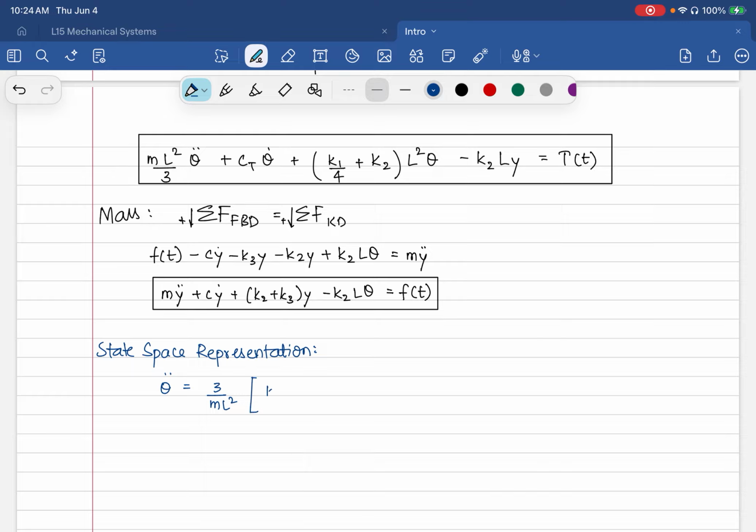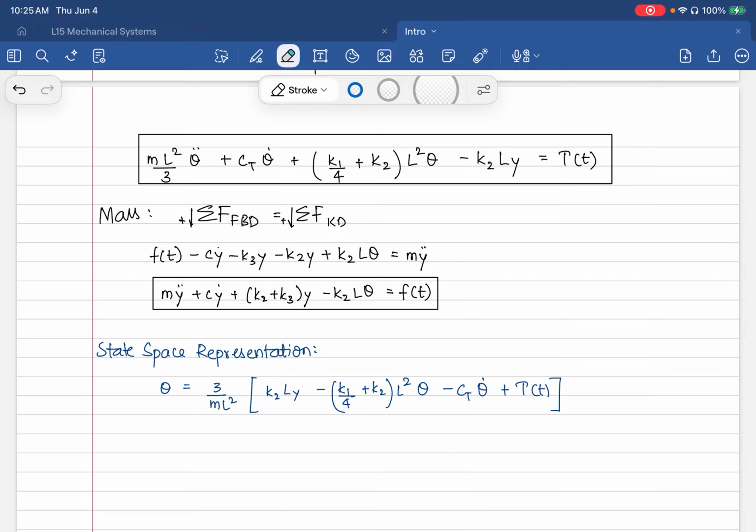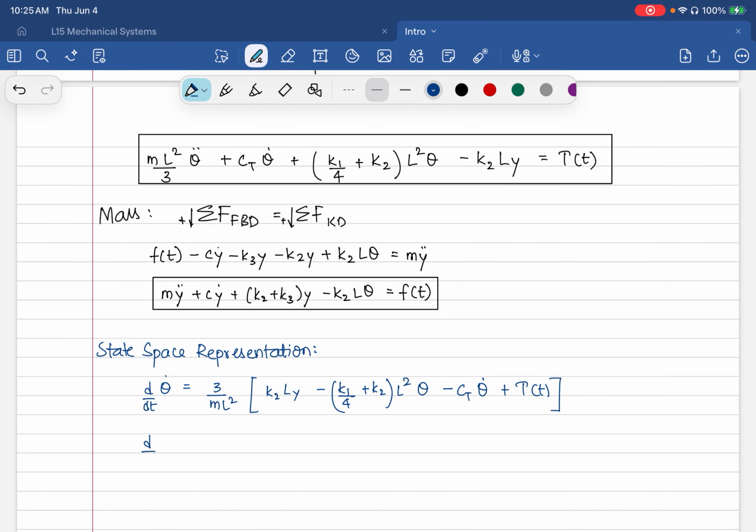You have k2 ly minus k1 by 4 plus k2 times l squared theta minus ct theta dot plus tau of t. So this here is writing the differentiation of theta dot. Then I have d dt of theta is equal to theta dot.